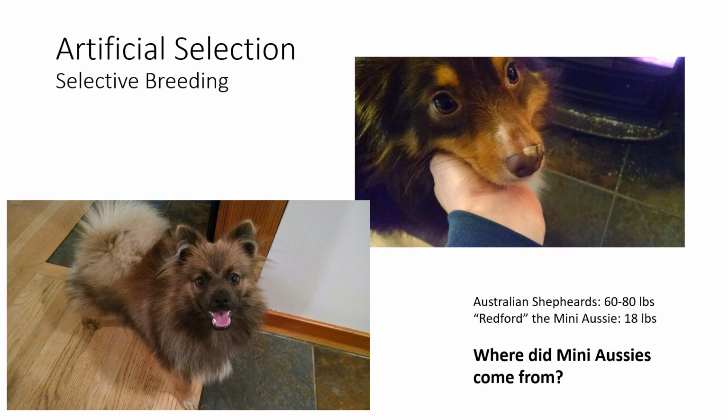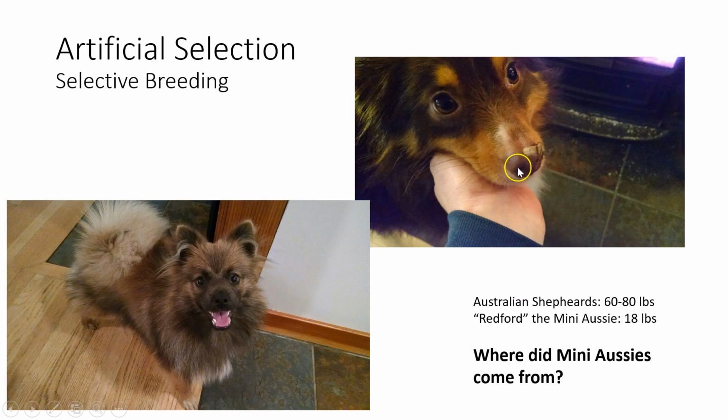One good way to understand natural selection is actually through understanding artificial selection. Another term for that is selective breeding. And so these are actually my dogs. This is Redford, he's a mini Australian Shepherd. This is Charlie, he's a Pomeranian.